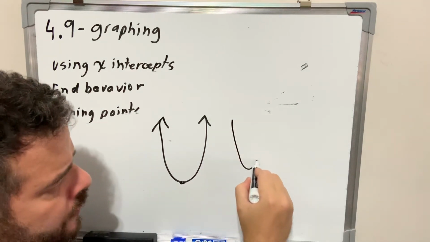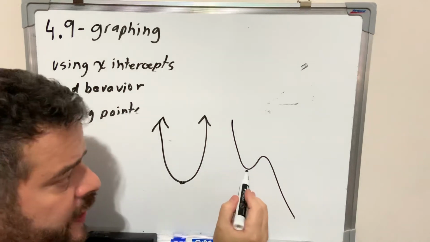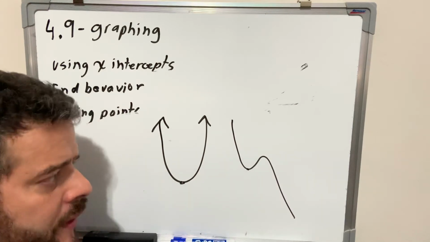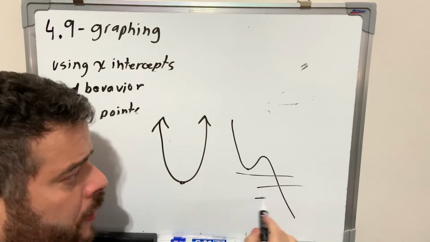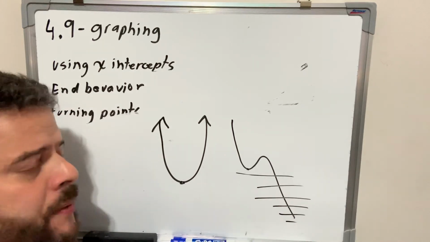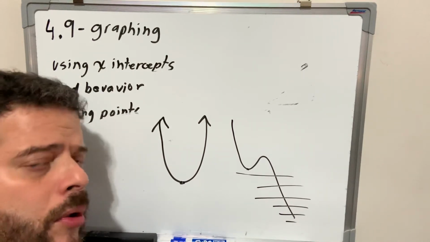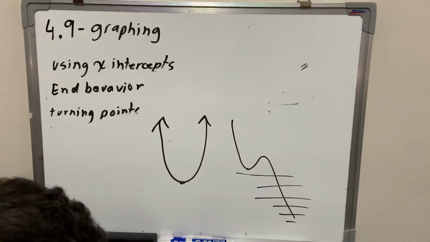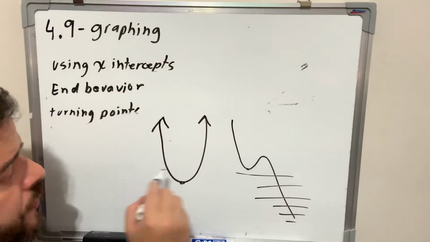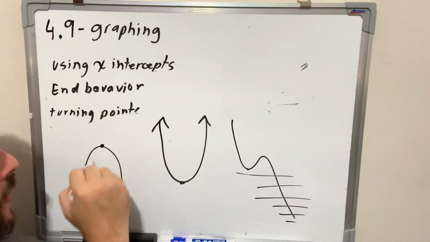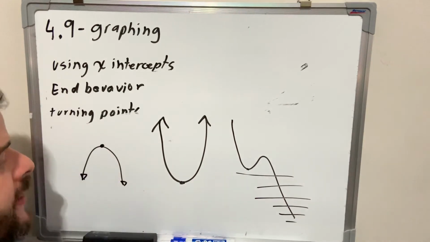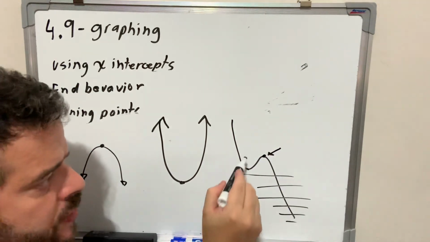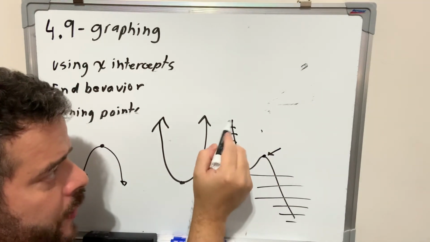Now, if I were to go like this, for example, this here is a turning point because I'm going from decreasing to increasing. But since my graph exists below that point, it is not an absolute minimum. It is a local minimum. The same applies for maximums. If it's a parabola, that would be an absolute maximum. This would be a local maximum because my graph exists above this point. Look over here on this side.